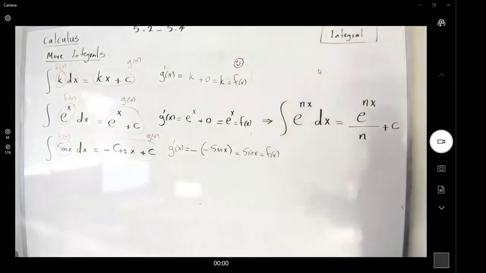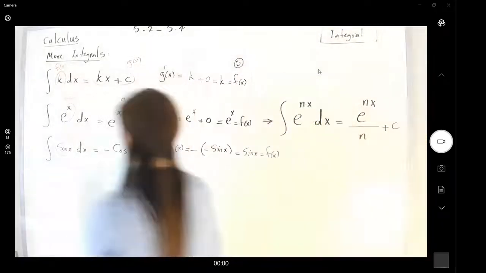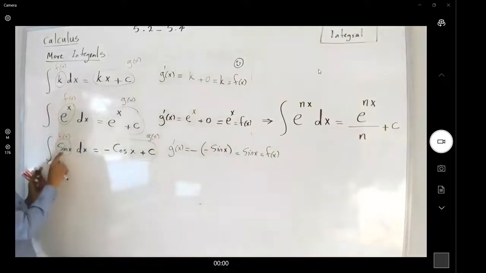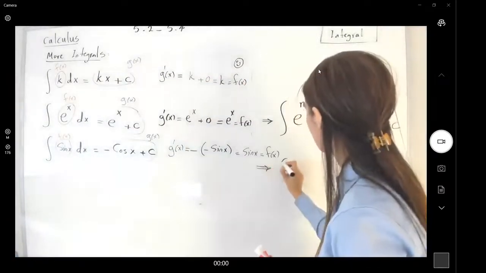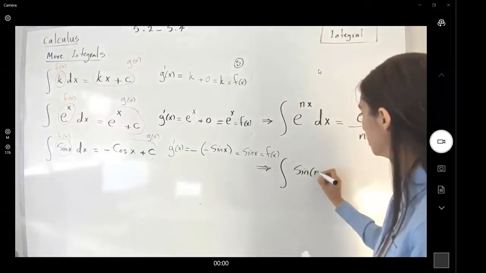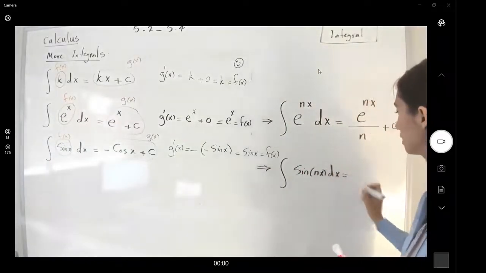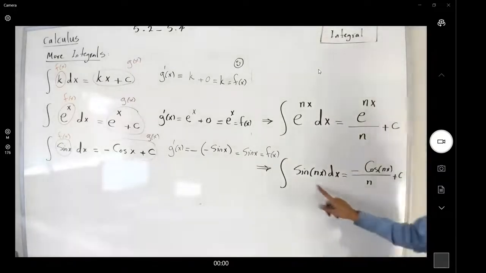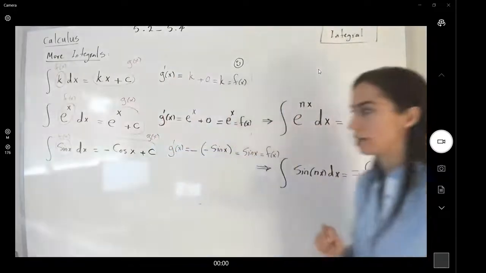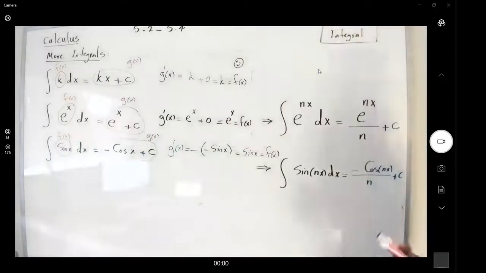Again, I expect you to ask, do we have a general formula for that? If I'm going to take the integral of sine of n times x, suppose you have a number next to your x. In general, we can say that the integral of sine nx dx is minus cosine nx divided by n plus c. More general than sine x. When you have sine x, it means that n is equal to 1.